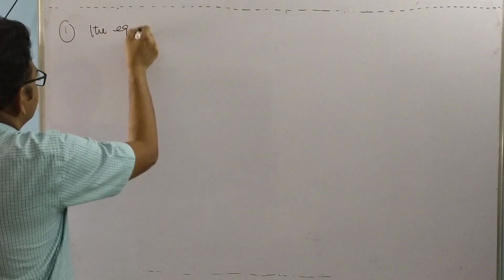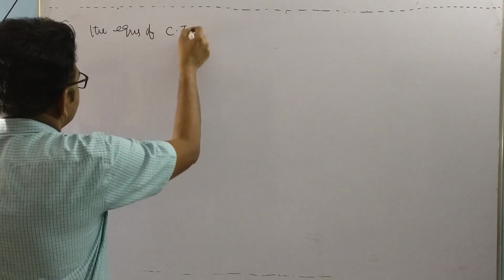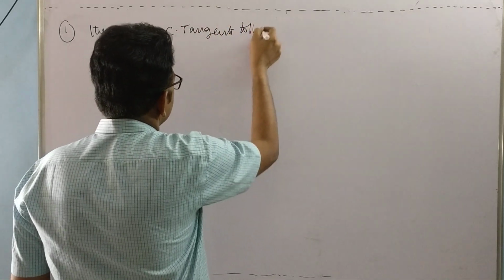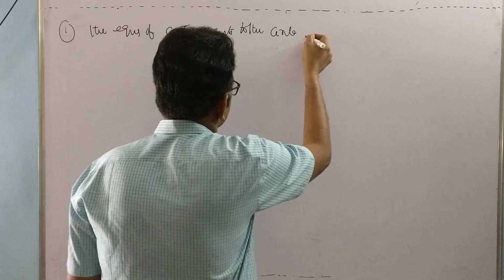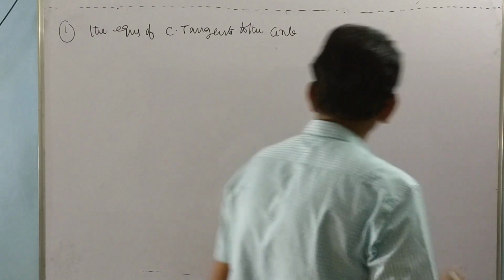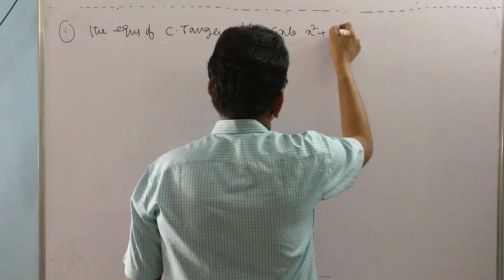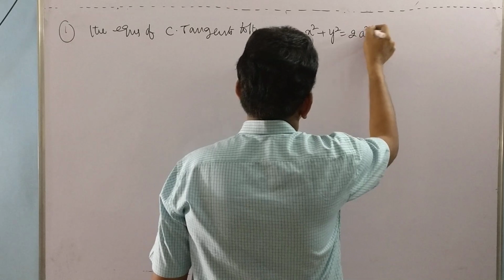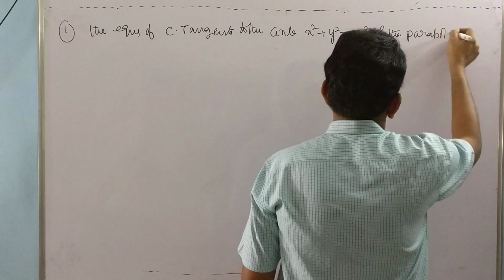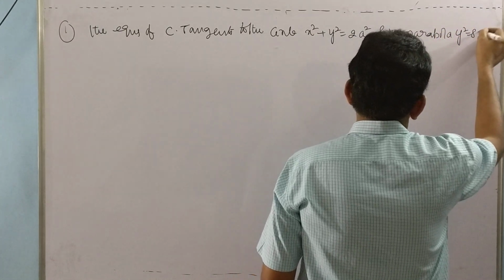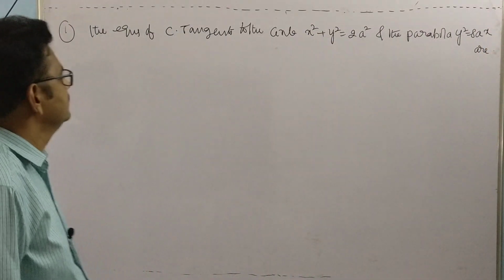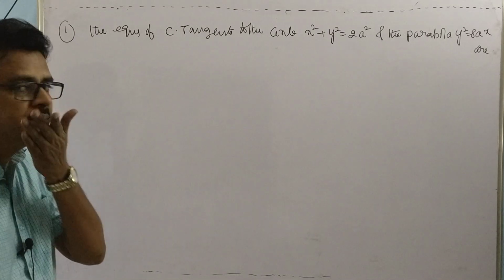The equations of common tangents to the circle x square plus y square equal to 2a square and the parabola y square is equal to 8ax. Equations of common tangents to a circle and the parabola.